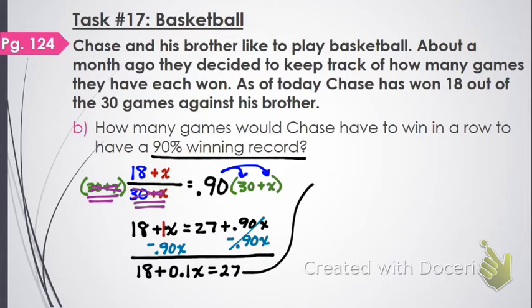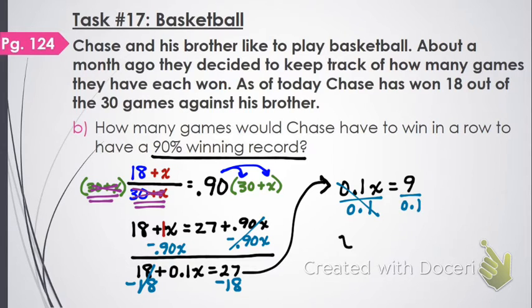Tell me where to go from there. Subtract 18 from both sides. What's 27 minus 18? 9. So 0.1x equals 9. We divide by 0.1. x is 90. So Chase would have to win the next 90 games in a row. Likely? Probably not. Completely and totally impossible? Yes.